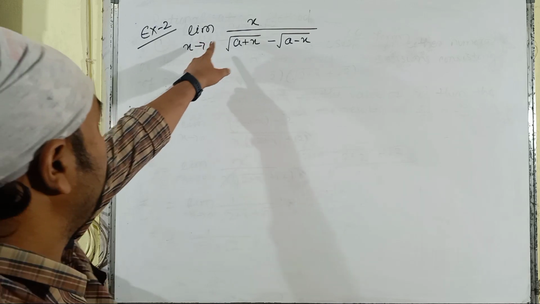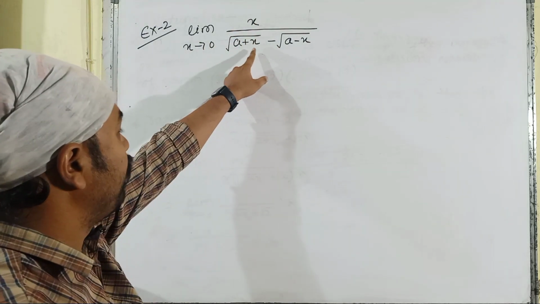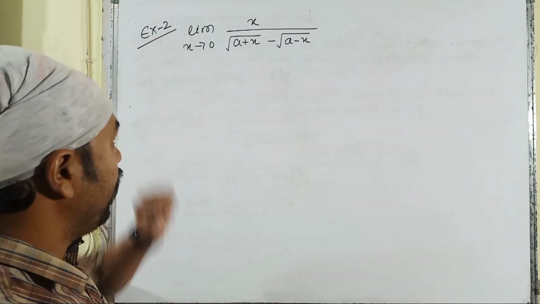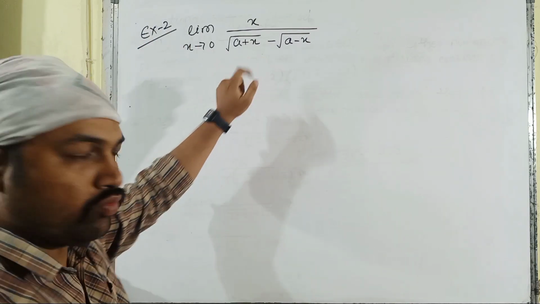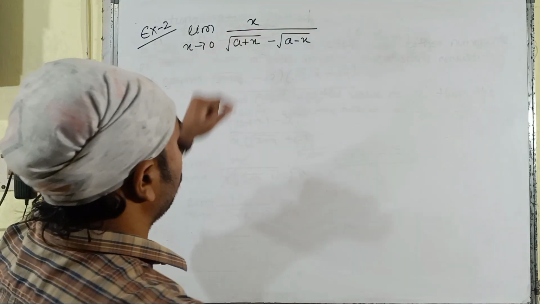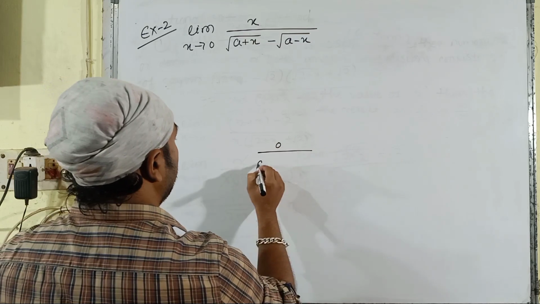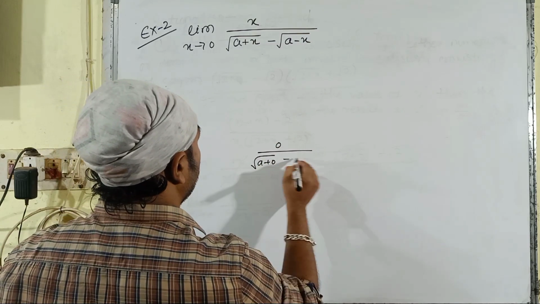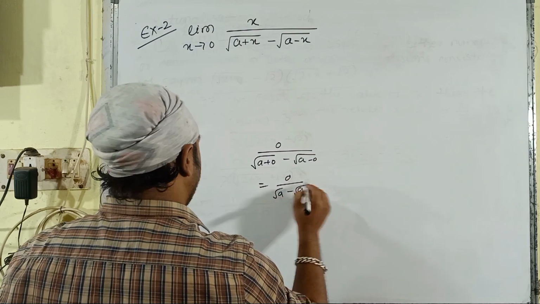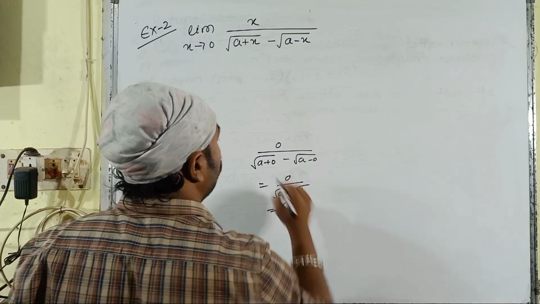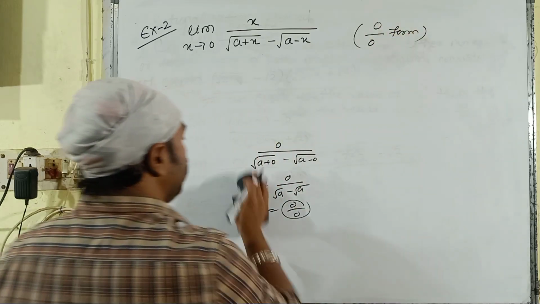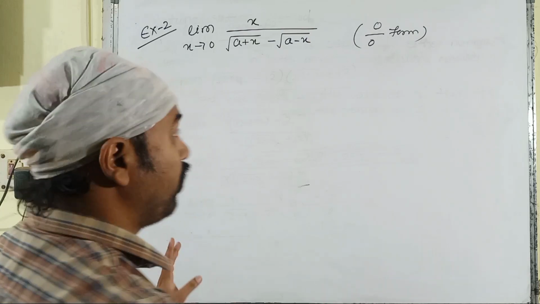It is given: limit of x divided by square root of a plus x minus square root of a minus x, when x tends to 0. Again, the denominator contains the square root. Let us put x equal to 0 in this function. Then it becomes 0 divided by square root of a plus 0 minus square root of a minus 0, which is 0 divided by square root of a minus square root of a. Again it becomes 0 by 0, the indeterminate form.